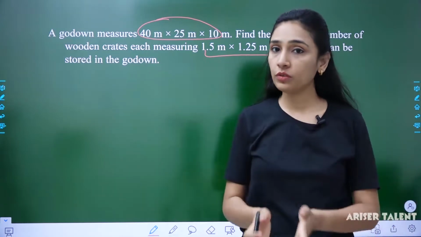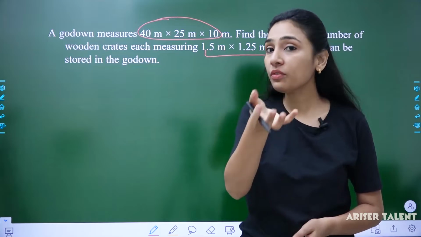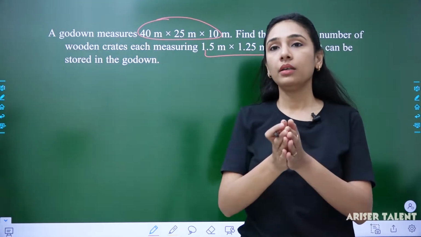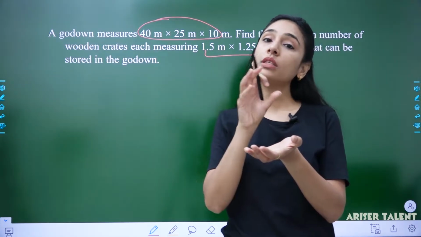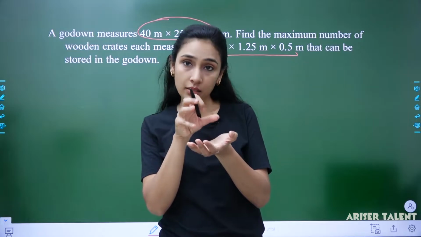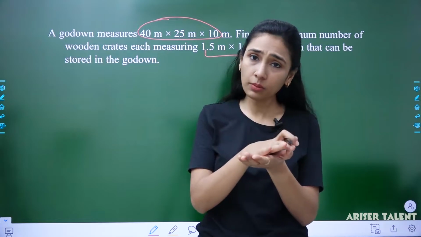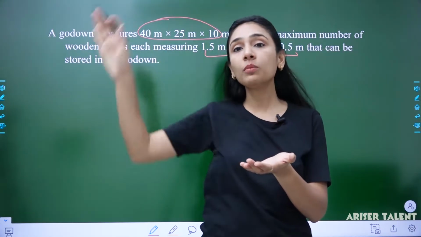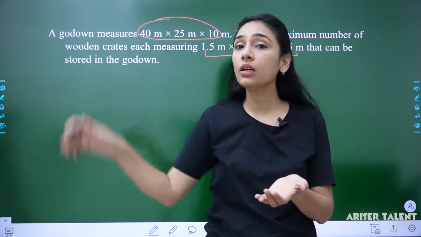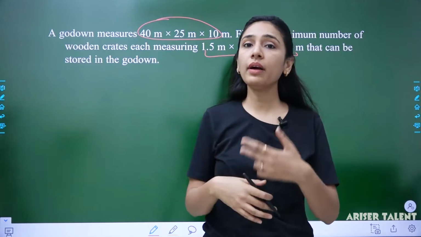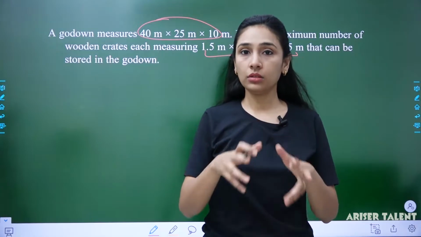The complete volume of the room divided by the volume of one box. Because if one box fits in here, the volume covered by this one block will obviously be the volume of that particular block only. And the total volume available to be covered by these boxes is equal to the volume of the room. So you basically have to divide the volume of the room by the volume of the box. This is what we are going to do.